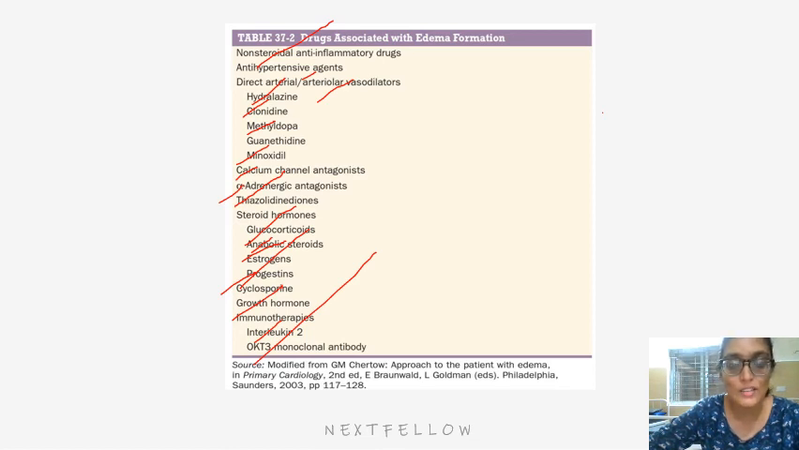Basically, if you understand the concept, you will know the drugs. Because basically, those antihypertensive drugs come into this class, and steroids.